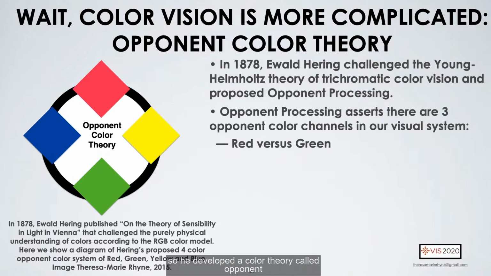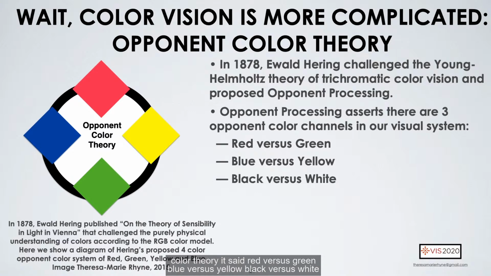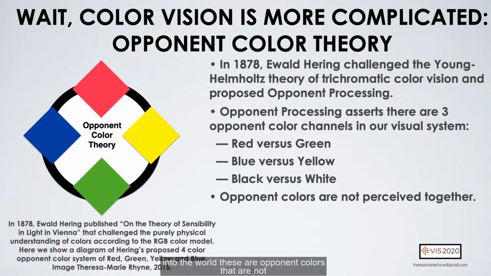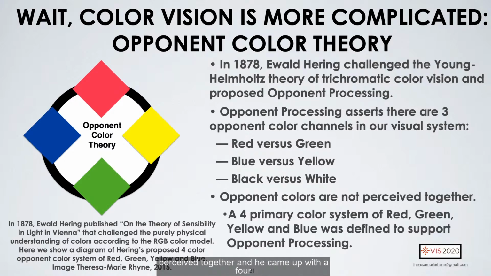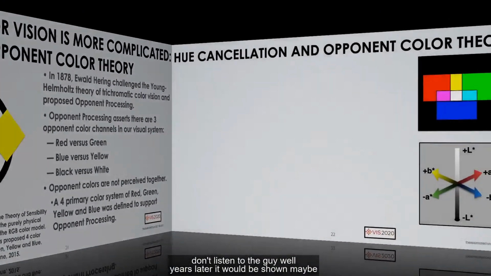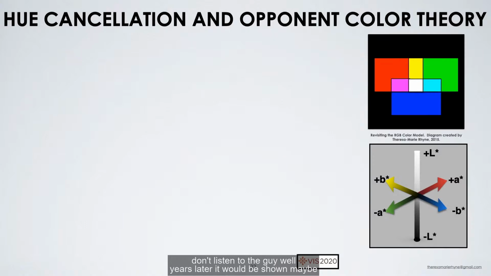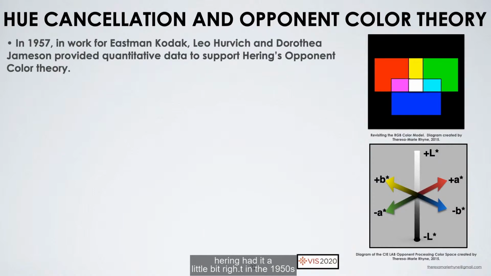So he developed a color theory called opponent color theory. It said red versus green, blue versus yellow, black versus white in the world. These are opponent colors that are not perceived together. And he came up with a 4-color system of red, green, yellow, and blue. Now, when Helmholtz read this and saw this, he said, hey, this Hering guy's crazy. He doesn't have any touch on reality whatsoever. Don't listen to the guy. Well, years later, it would be shown maybe Hering had a little bit right.